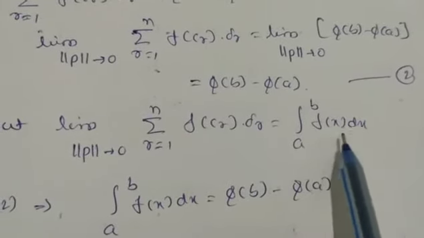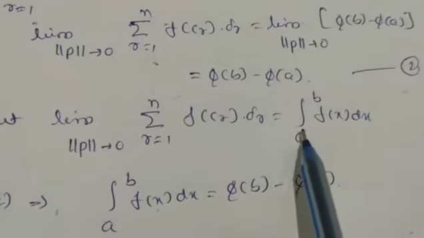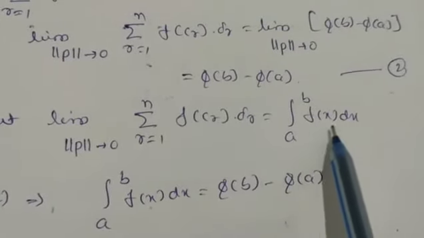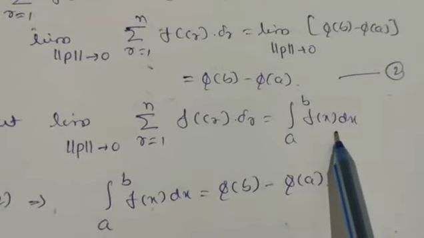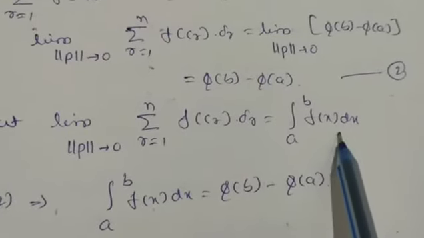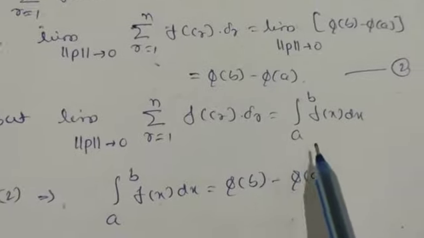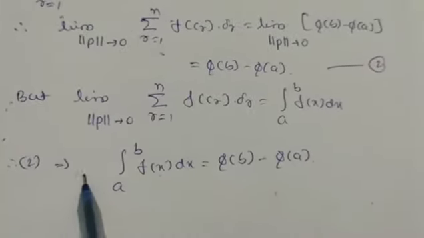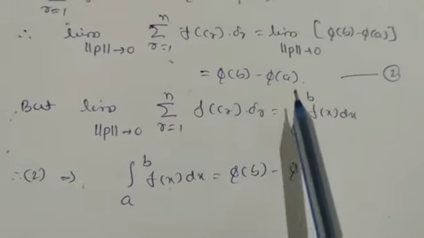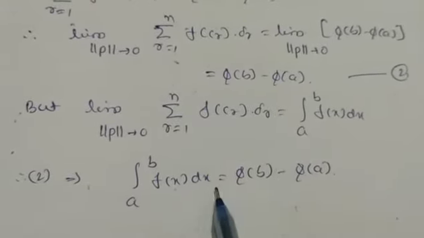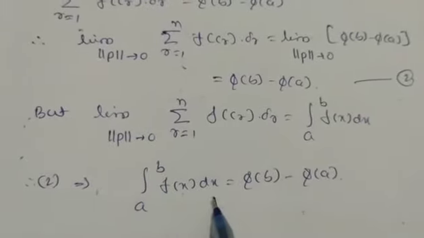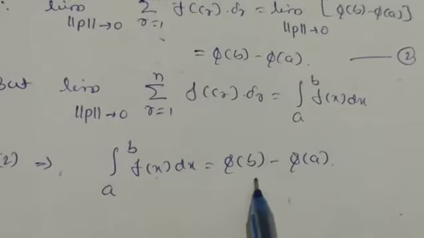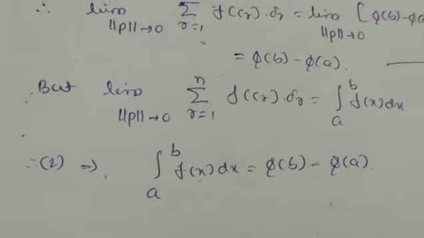But this limit of the sum of f(cr) Δr is the integration from a to b of f(x) dx, because f(x) is φ'(x), so integration and differentiation get cancelled, and it is simply φ(x). Substituting the upper limit and lower limit, it becomes φ(b) - φ(a). Therefore equation 2 implies the integral from a to b of f(x) dx is equal to φ(b) - φ(a). This theorem is important.